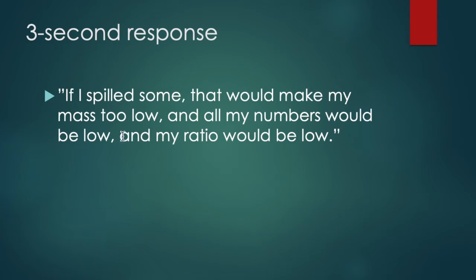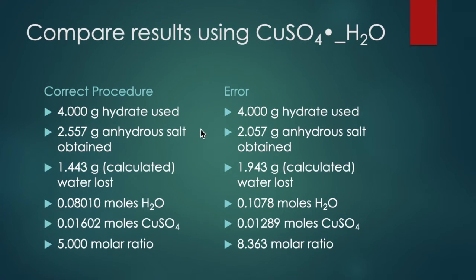But that's not the case if you follow this all the way through. So let's compare the final results if you had done it correctly and not splattered any on your bench versus if you had splattered about 0.5 gram, so a significant amount, onto your bench. In both cases, let's say that we start with 4.000 grams of the hydrate, and we're trying to use the hydrate copper 2 sulfate and see how much water is in there.